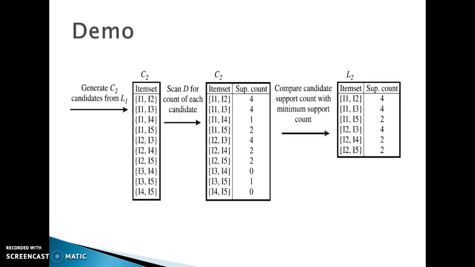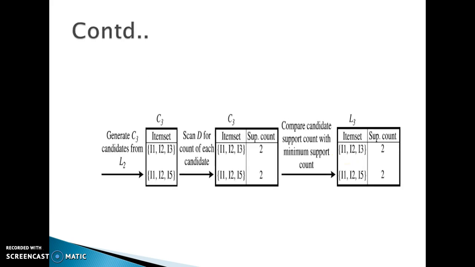This is a demo showing the output: the generation of all the candidates, then a scan of the database, listing out the support counts. Now a few of the sets don't satisfy the minimum support because their count is less than 2. In which case the frequent 2 item sets are only 6 combinations.